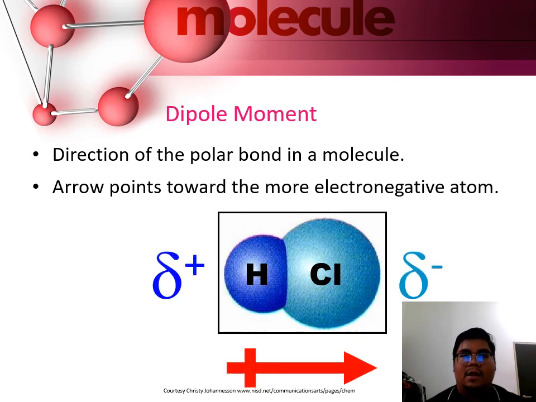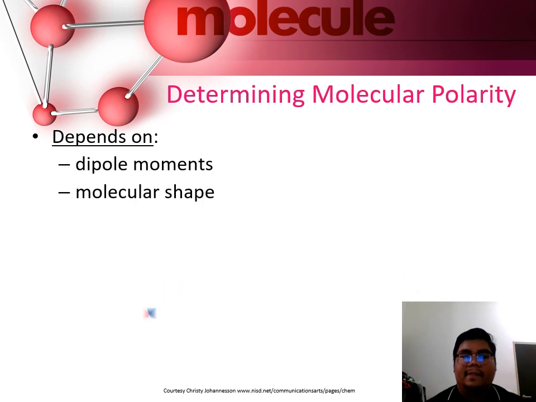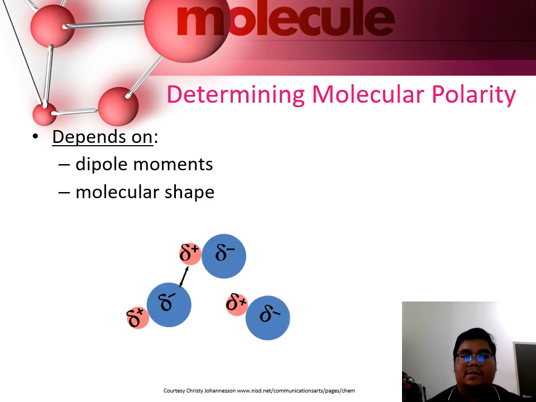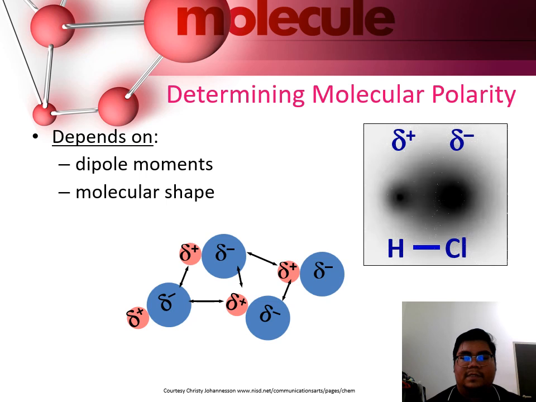When a molecule has a dipole moment, meaning there is a difference in charge, there is an arrow pointing towards the more electronegative atom. So for example, in HCl here, the electrons are moved towards the chlorine. This is what we call a dipole moment, and this is what makes it a polar molecule. So how do we define whether a molecule is polar or not? It depends on the dipole moments and also the molecular shape. See the example here for HCl, where the electrons are more dense on the chlorine side.